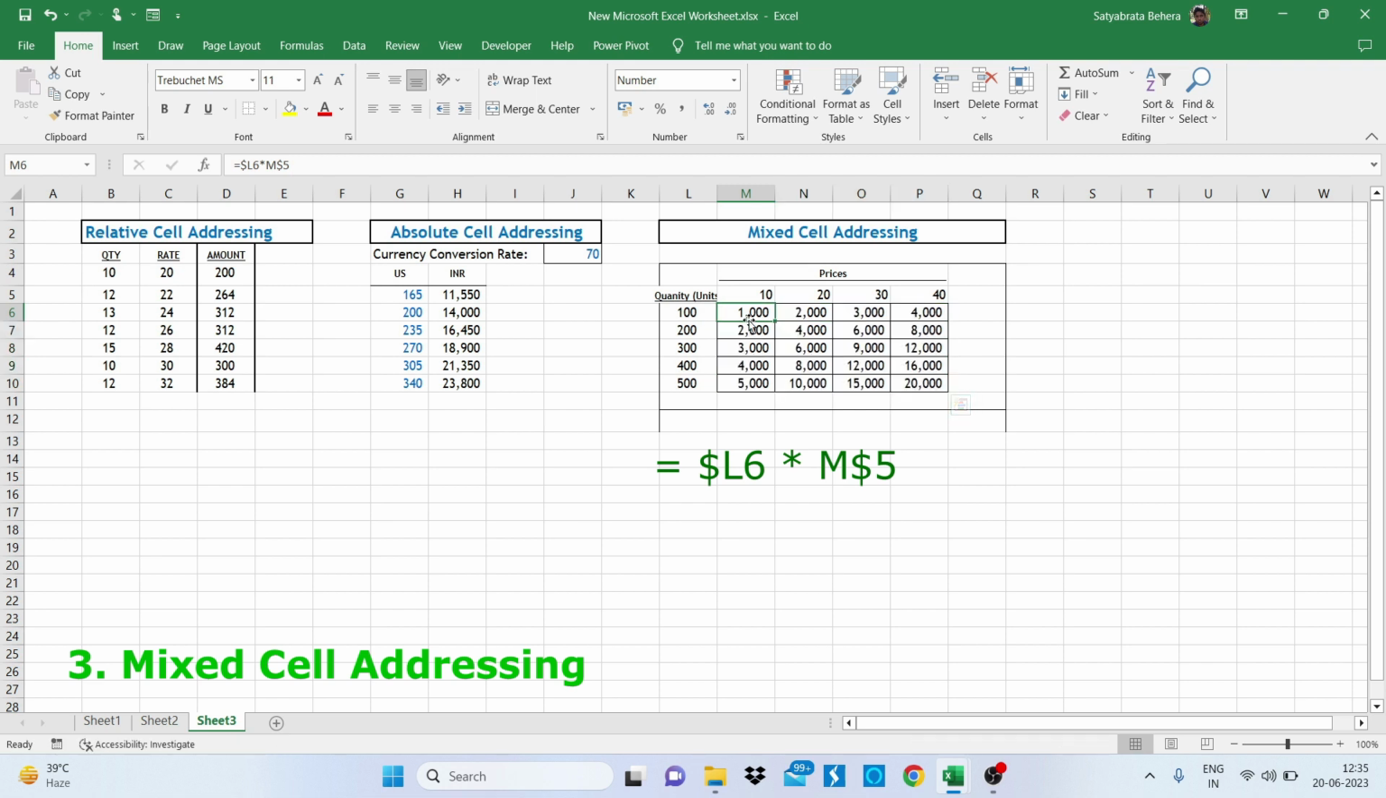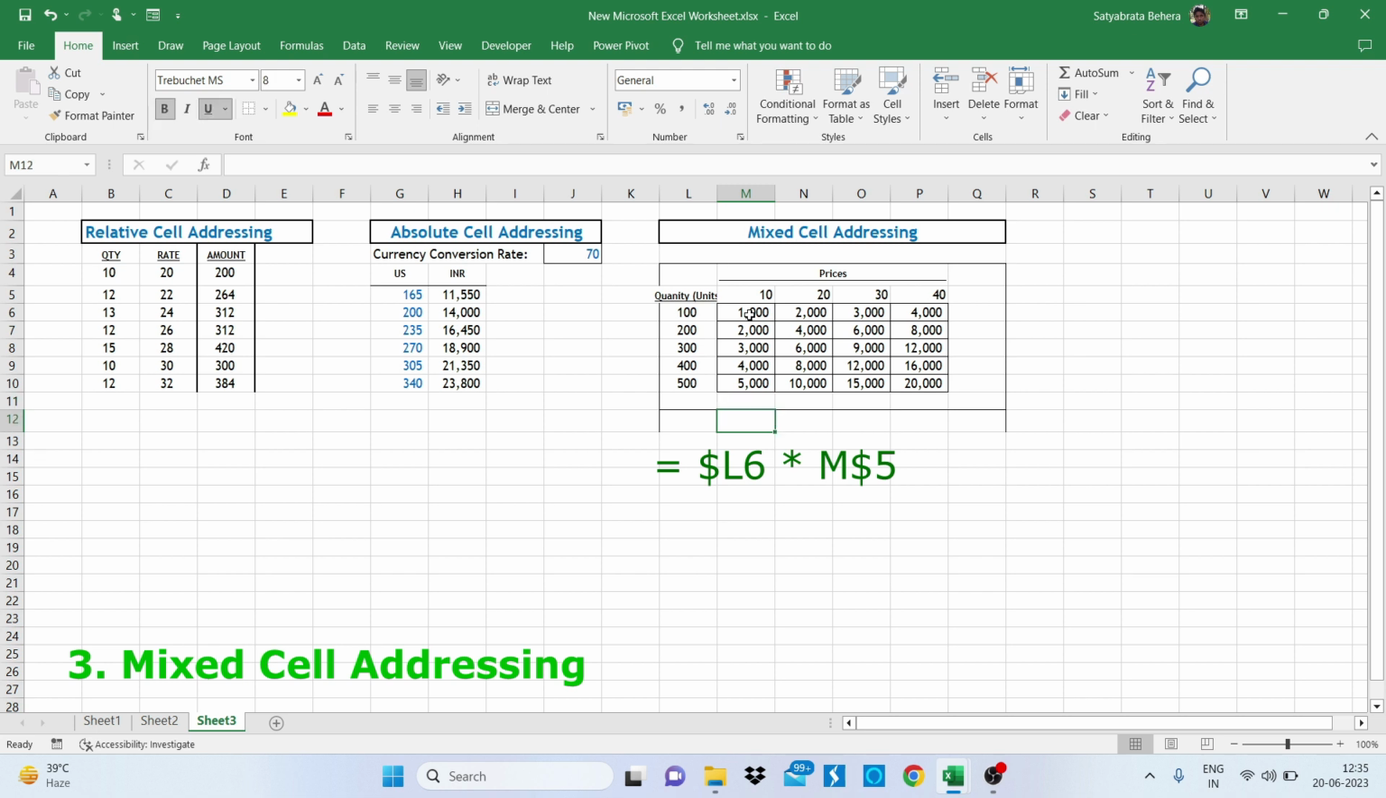As we can see, across the row it is L6 everywhere, but the corresponding prices M5, N5, O5, P5 are changing. We can also see it in the column. In the column the price is the same, that is M5, but the quantities are changing: L6, L7, L8, L9 and L10. So today we discussed cell addressing.